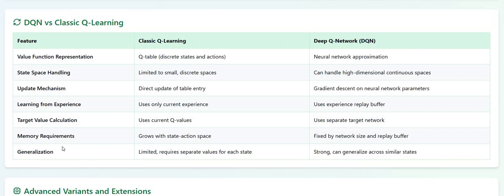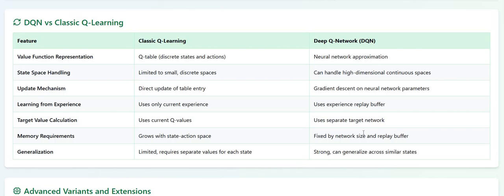And the way target values are computed is another difference. Q-learning uses current Q values, which again means the targets can shift during learning. DQN fixes that by using a frozen target network for a while, so those values don't move around during training. And memory usage is also handled differently. Q-learning grows with the number of state action pairs, so the bigger your space, the more memory it eats up. DQN only needs to store the weights of the network and the replay buffer, both of which have fixed size.